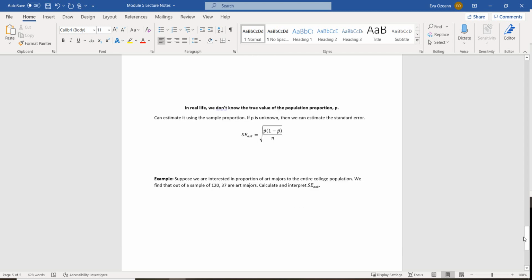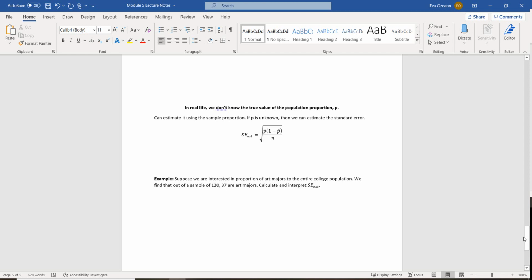Now, in real life, the thing is that we don't usually know the true value of the population proportion. That's the whole reason we're doing stats. So instead what we do is that we estimate it by using our sample proportion. So a good rule of thumb though is if you know P, then use P. If you don't, you have to use your sample.